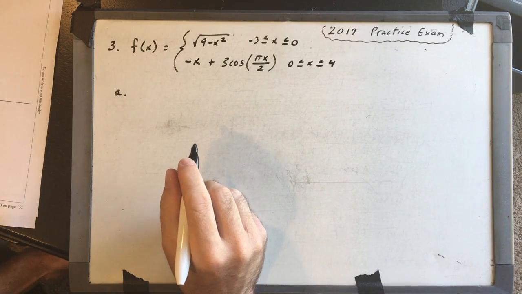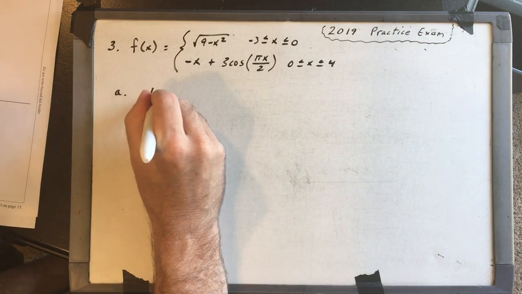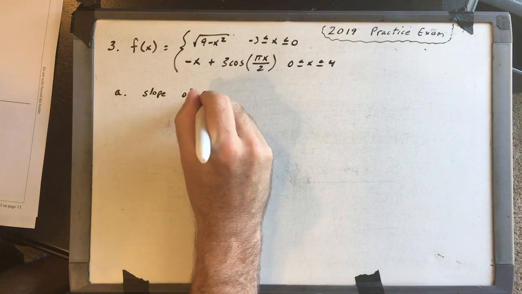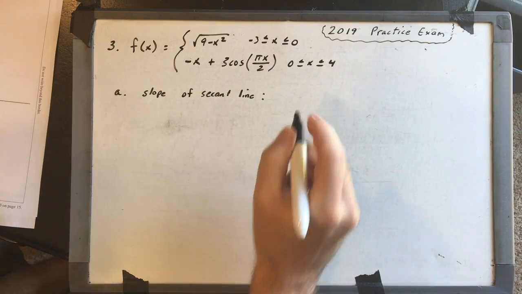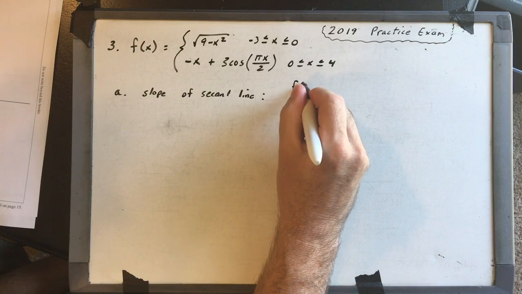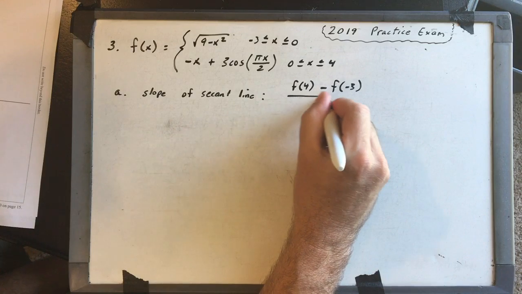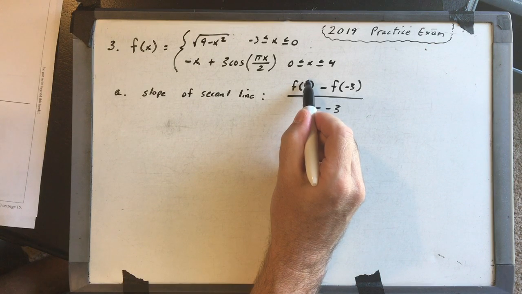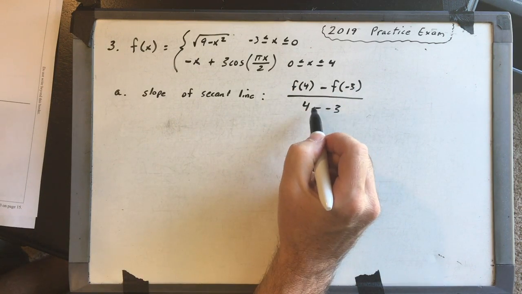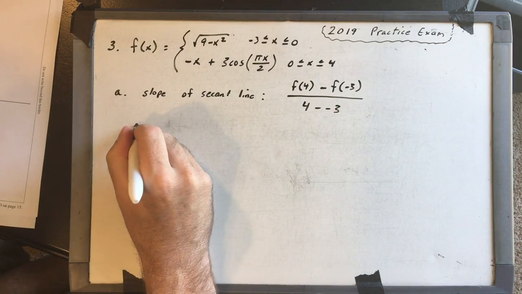Okay, so part A says find the average rate of change between -3 and 4. The average rate of change is the slope of the secant line. So that's going to be f of 4 minus f of -3 over 4 minus -3. So you just take the 2 endpoints, y2 minus y1 over x2 minus x1. Okay, so we've got to figure out what f of 4 is. It's a little bit of a pain.